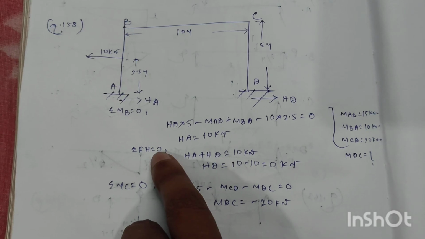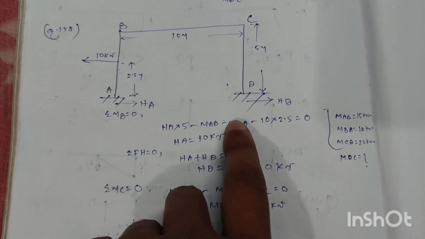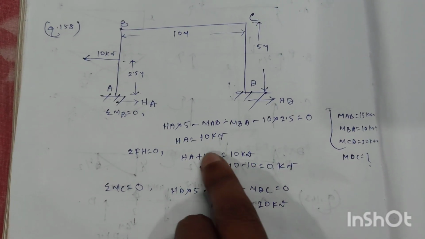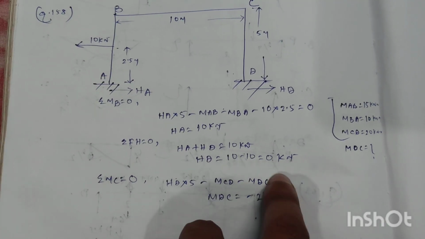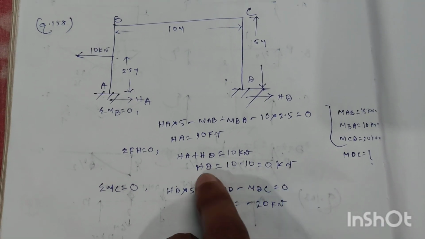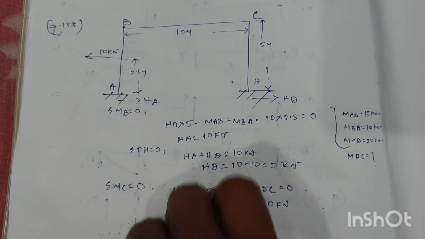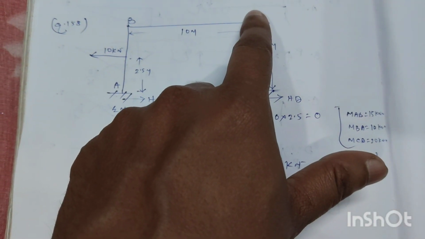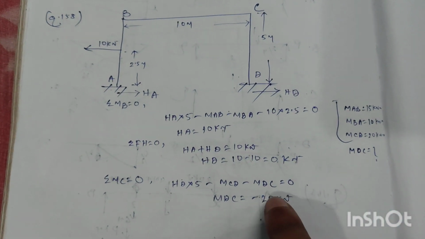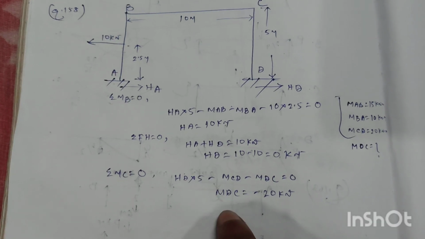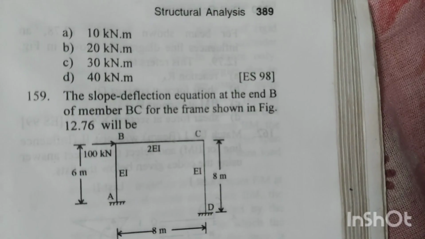As per equilibrium, the summation of all forces in the horizontal direction is equal to 0. So HA plus HD minus 10 equal to 0, or HA plus HD equal to 10 kilonewton. We got HA equal to 10 kilonewton, so HD will be equal to 0 kilonewton. Now taking moment at point C, HD into 5 minus the fixed end moments MCD at C and MDC at D equal to 0, and we got HD equal to 0, so MDC will be equal to minus 20 kilonewton meter. Option B is the right answer.